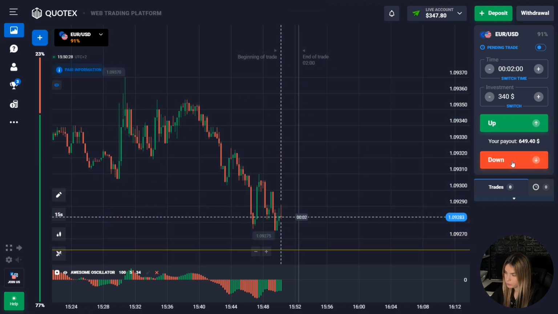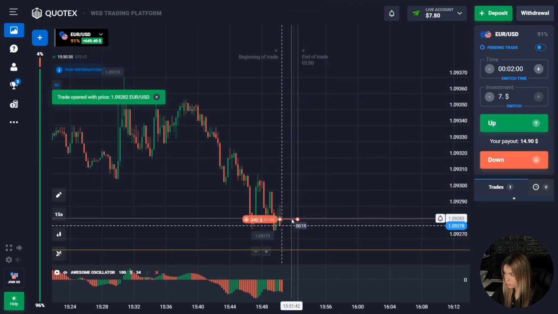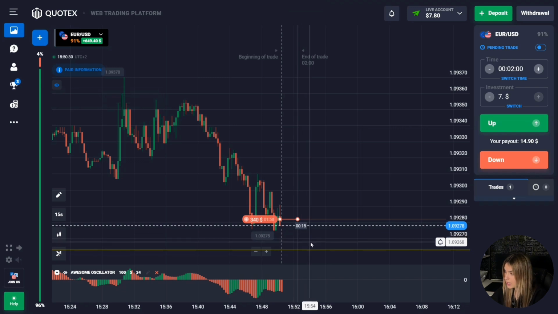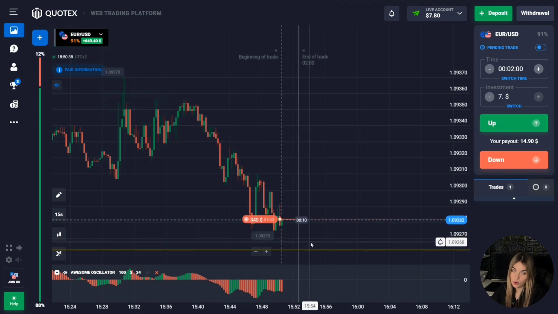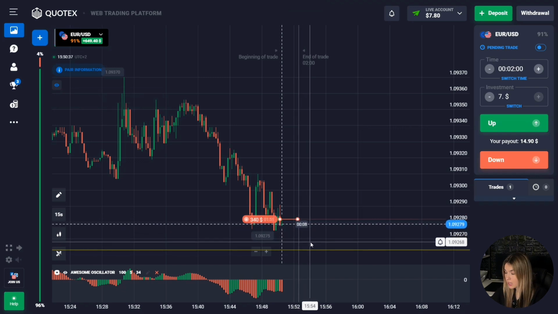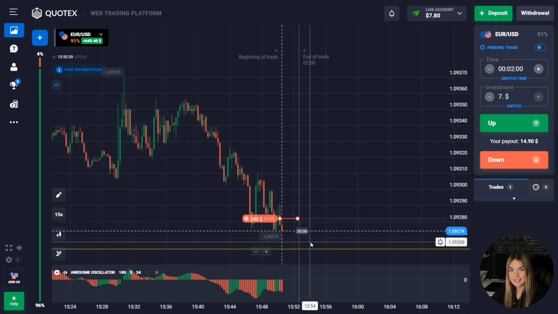It is more likely that the price will continue to move directly to the support level on this downward movement, and we will try to earn money, guys. I hope that this time will be enough for us, and so let's wait for the result.